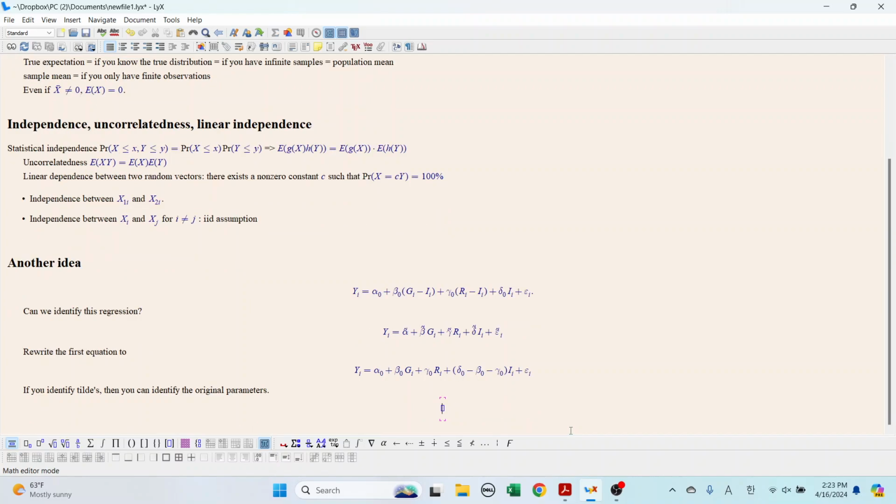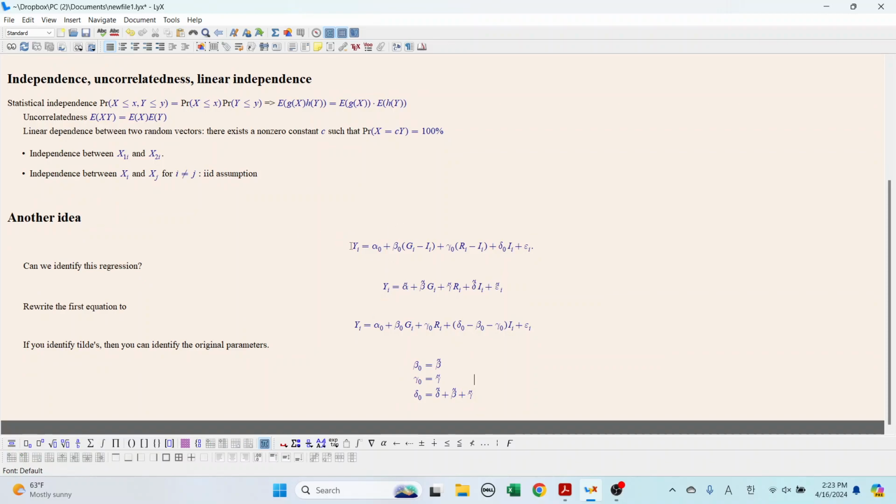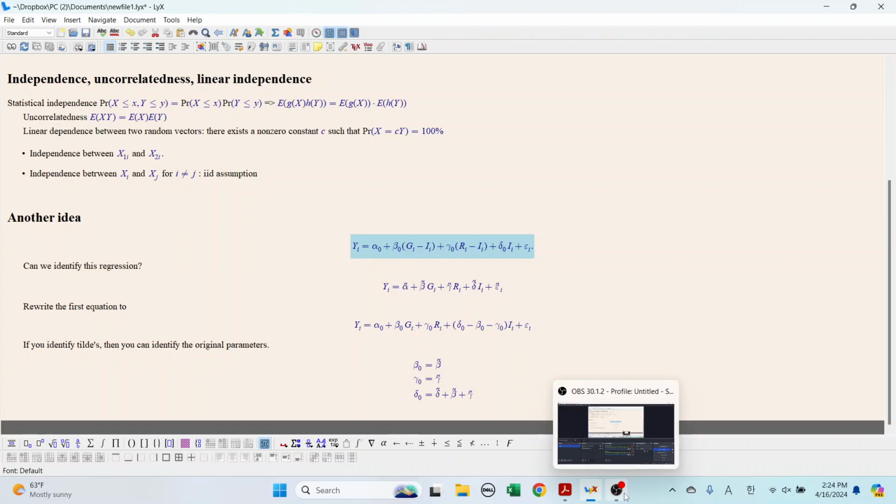Obviously beta 0 and gamma 0 are identified, because beta 0 equals tilde beta and gamma 0 equals tilde gamma. And we wanted to identify delta 0, which is easily tilde delta plus tilde beta plus tilde gamma. So in this way, this equation is still identified. It may look like it's not identifiable, but actually it is. That's what I wanted to say in this question. Okay, I will continue to question 2 in the next video.